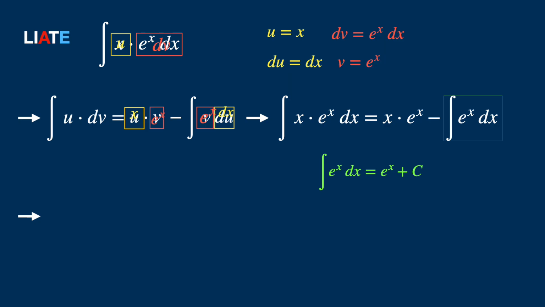Now go back to the original integration. That should be x e to the x minus e to the x plus c. That's how to evaluate this indefinite integral by using integration by parts.